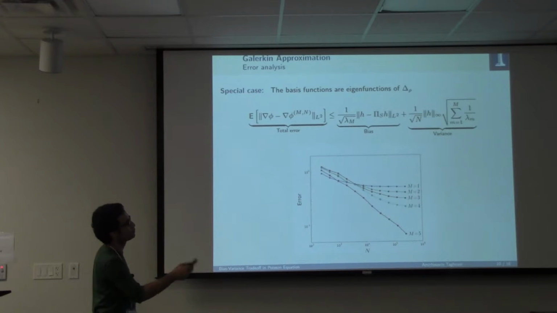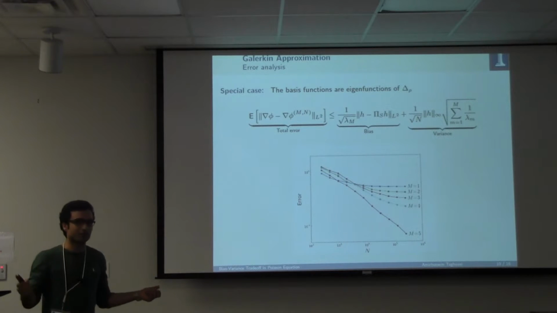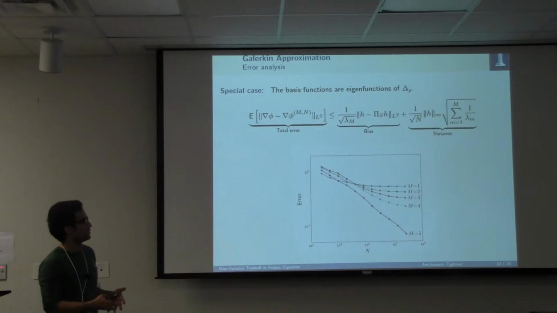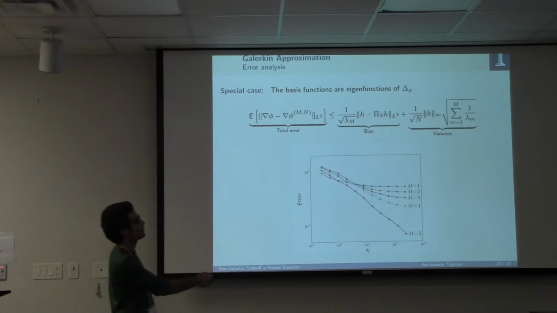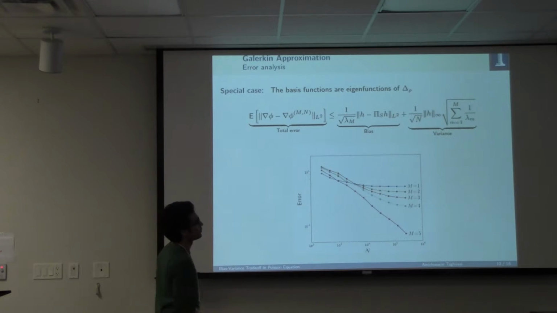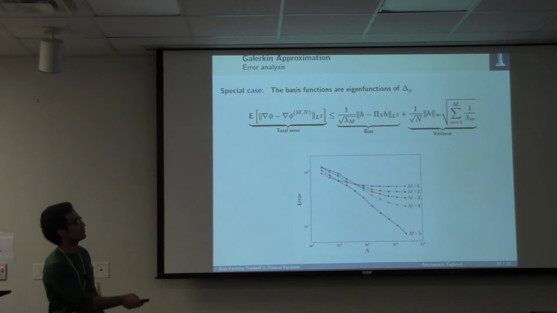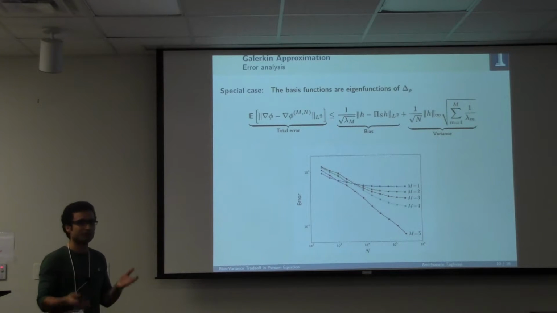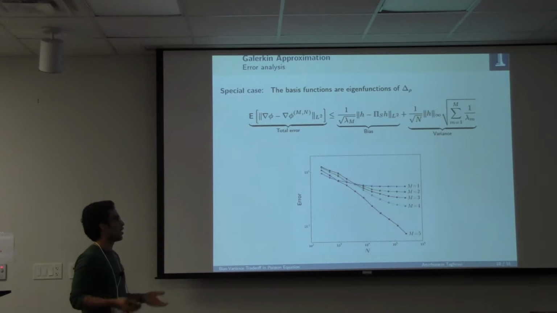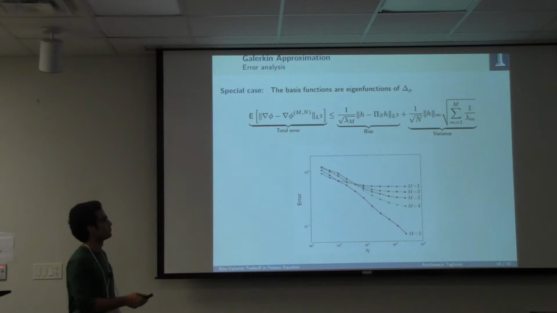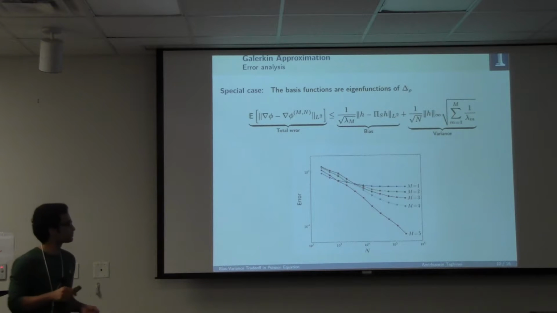Bias is due to the choice of basis functions that you have. If you have more basis functions, it's smaller, and the variance scales as 1 over square root of n, and it also increases as you have more and more basis functions. So there's this trade-off with how many basis functions you want. The more you have, variance would increase, but the bias would decrease.